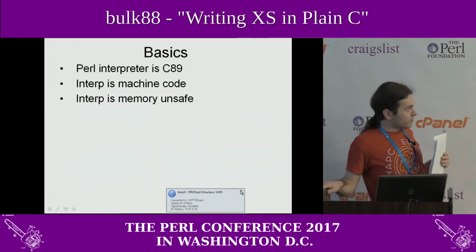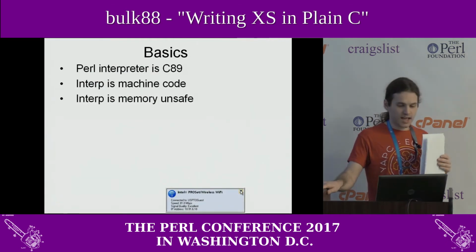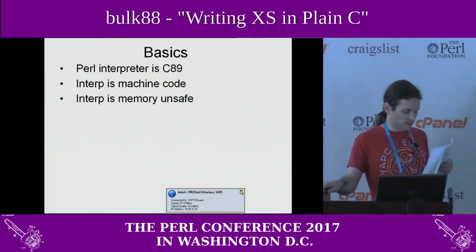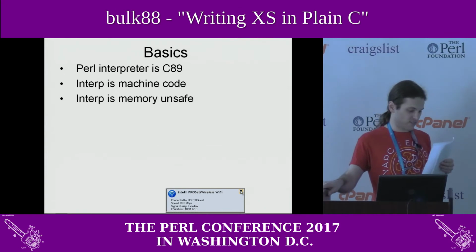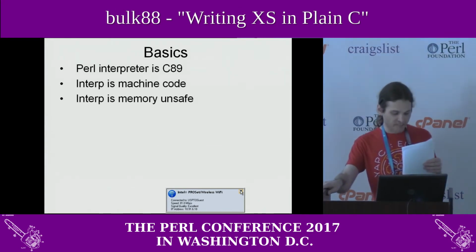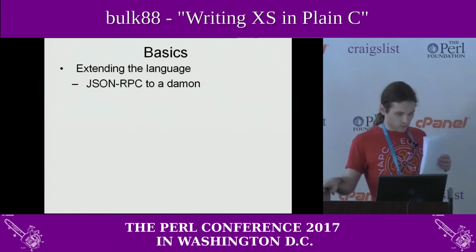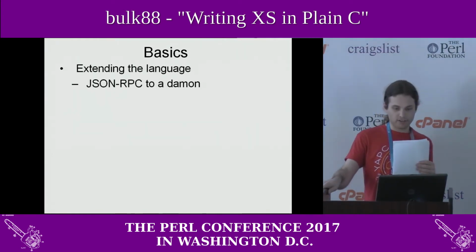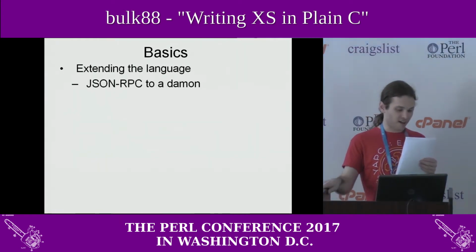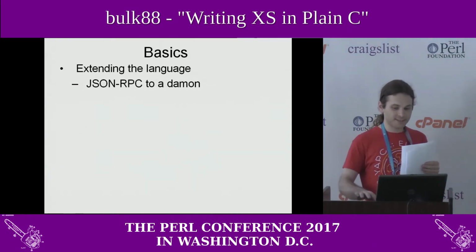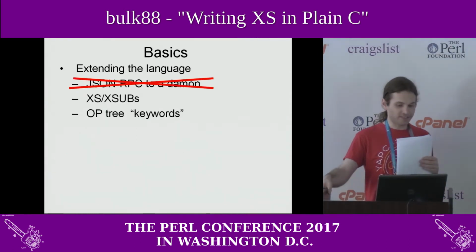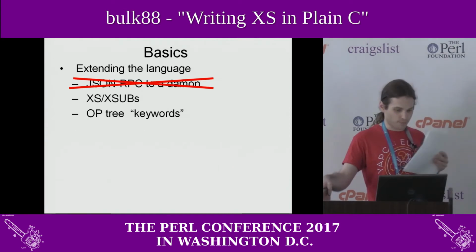The Perl interpreter is written in C89. It's a large pile of machine code. It is memory unsafe. The Perl interpreter is not written in Java, and it doesn't do JIT internally. There's basically one way to escape the Perl interpreter. You can use JSON RPC and sockets to a daemon written in C. No, I'm kidding. There's two ways to escape the pure Perl language.